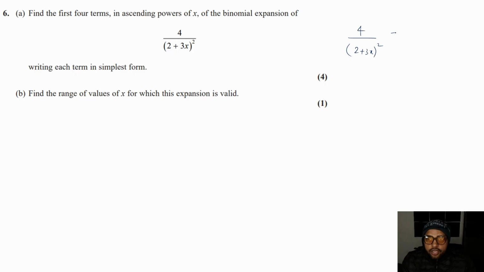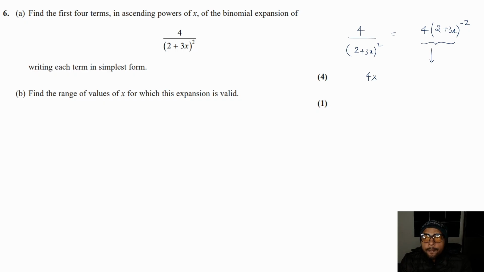Okay, how can we write this? We can write this as 4 times (2 plus 3x) raised to the power negative 2. We have moved the denominator into the numerator, so the power gets the negative sign here. Now, for this, it will be written like this as well: 2 plus 3x raised to the power negative 2.